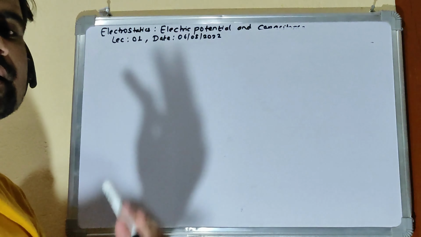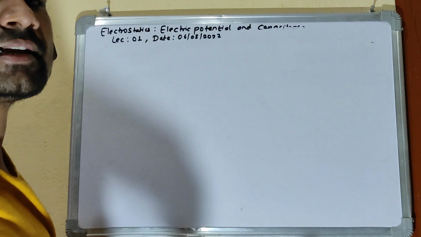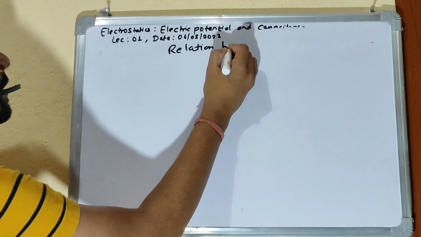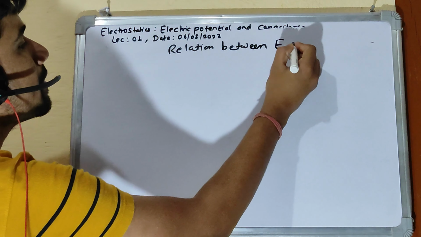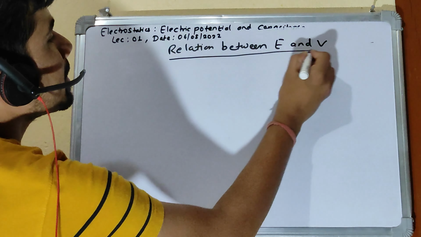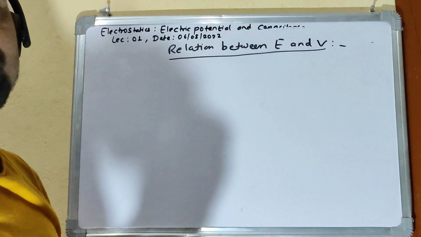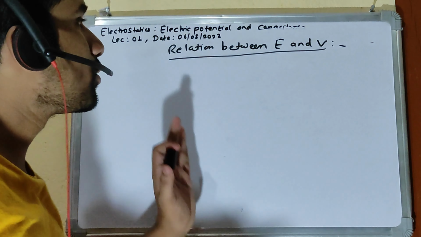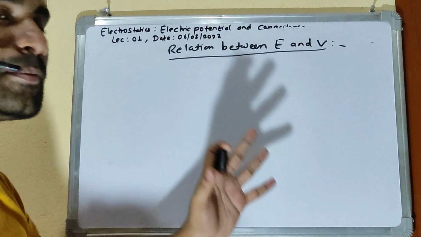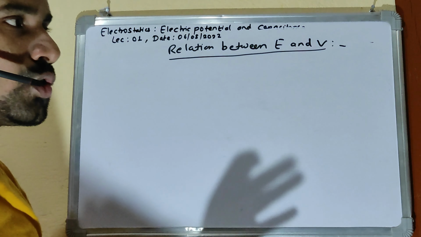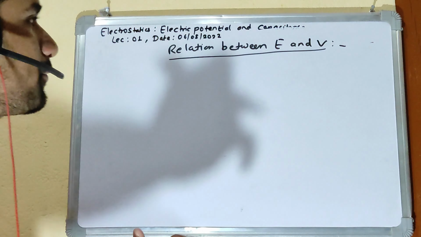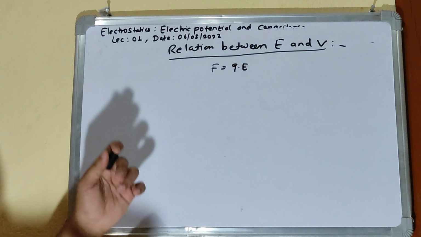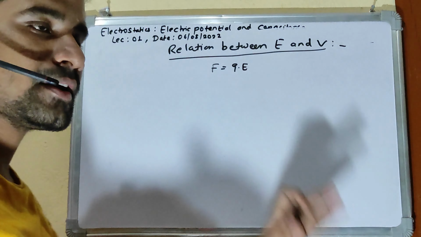Now the next topic is the relation between the electric field intensity and electric potential, right? So the relation between E and V. E is nothing but electric field intensity and V is the electric potential or electrostatic potential. So let's say there is a charge placed in a uniform electric field E, and the net potential of that system is V. What is the force acting on that charge? If E is the electric field, force is nothing but q into E. Force is magnitude of charge into electric field.